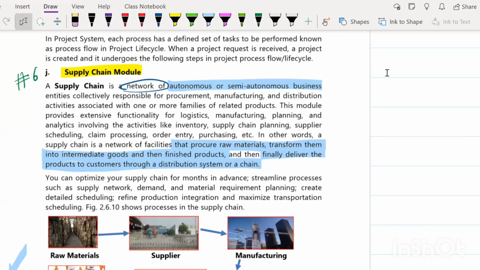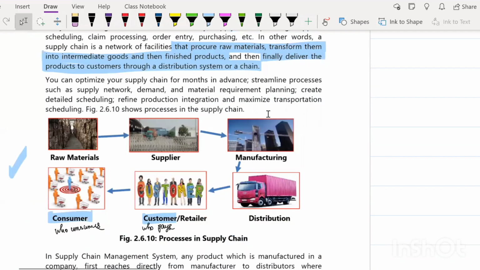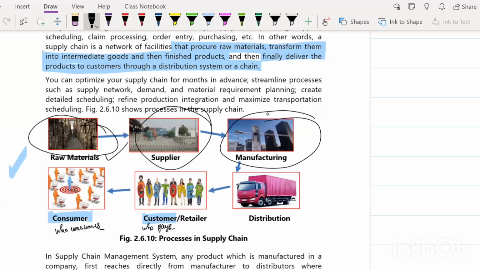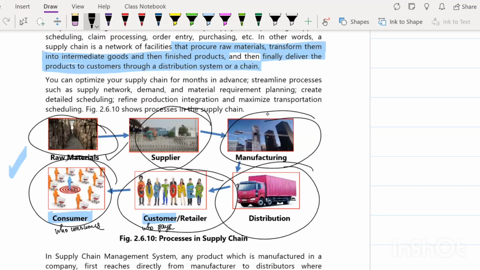So in the supply chain module, basically what happens is, if you see from the starting, you need a raw material to make or manufacture a product. So where will you get this raw material from? You will get the raw material from the supplier, and you will manufacture the desired product. Once the desired product has been manufactured, you will distribute it either to the customers or the retailers, and finally it will reach the consumer. So this is how the chain works, from the raw material at its starting place to reaching the customer as finished goods.